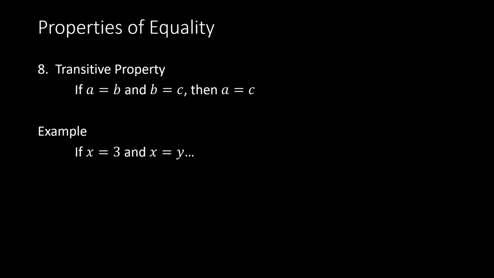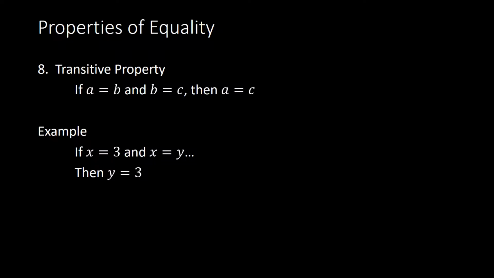The eighth property is called the transitive property. And this says that if A equals B and B equals C, then A equals C. So an example of this one would be if x equals 3 and x is also equal to y, then 3 and y must also be equal.